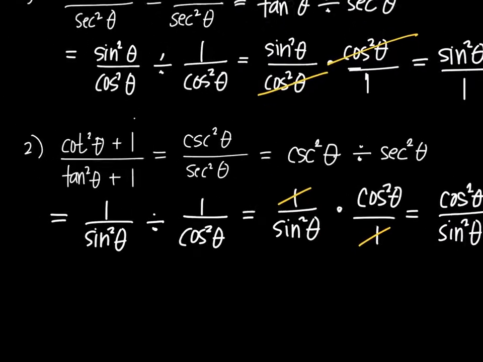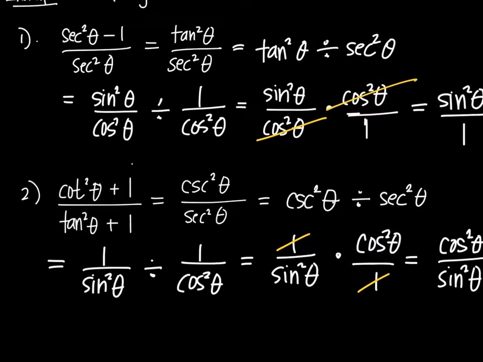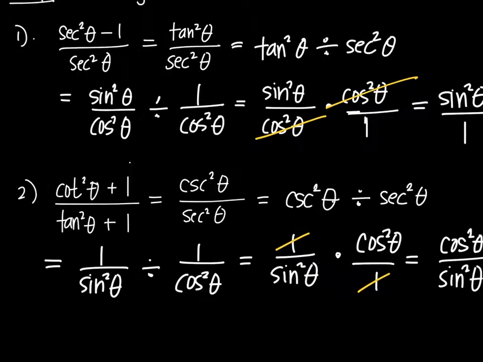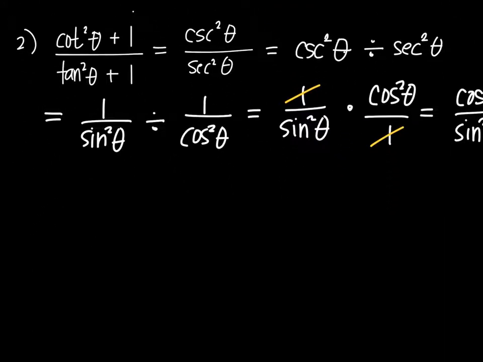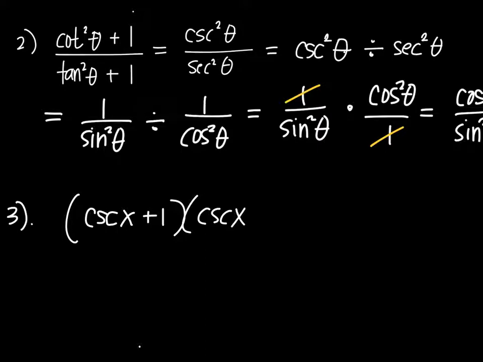Okay, stop me if you have any questions. Any questions on the first two? Okay, example 3. Parentheses, cosecant x plus 1, parentheses, cosecant x minus 1, and the instructions are still to simplify. All right, what's our first step?